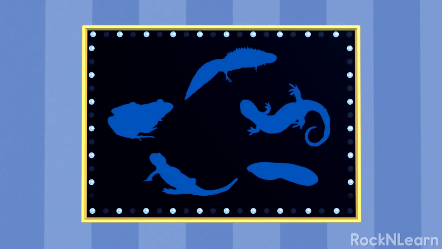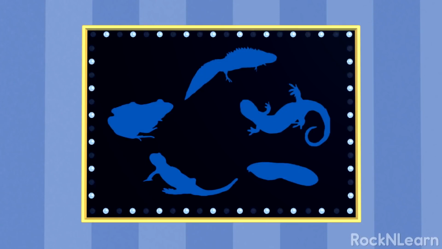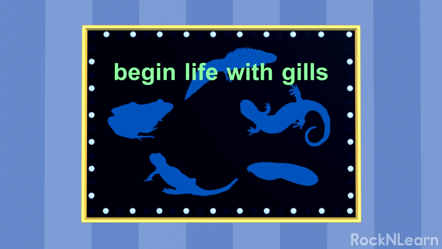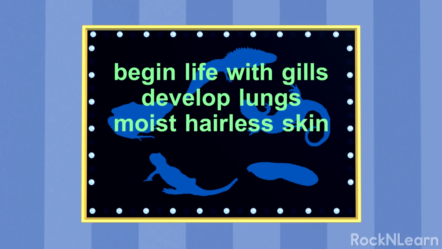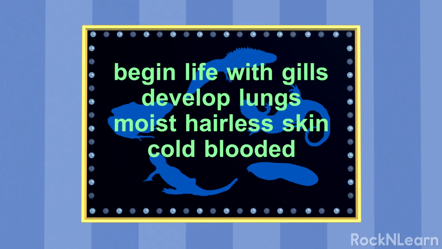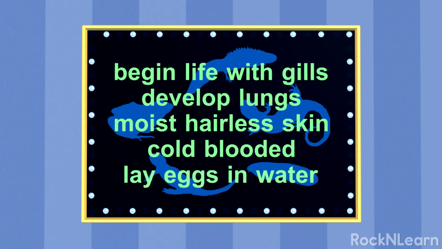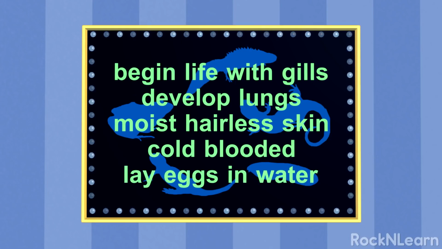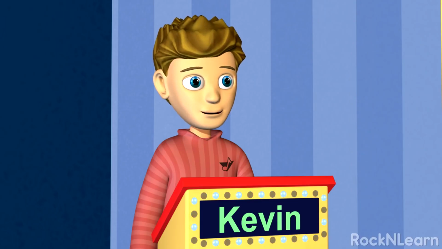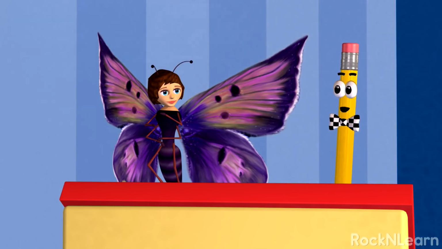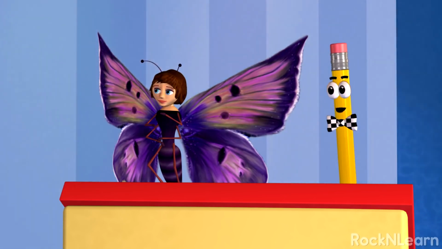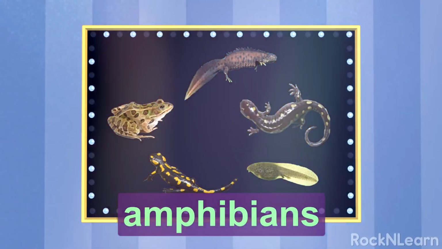All of the animals from this group begin life with gills and live in water. Later, they develop lungs and live on land. They have moist, hairless skin. All of them are cold-blooded, and they lay their eggs in water. Do you belong to this group? No, I've got quite a bit of hair on my head. Oh, Kevin, you're good at this game. That group of animals is called amphibians.